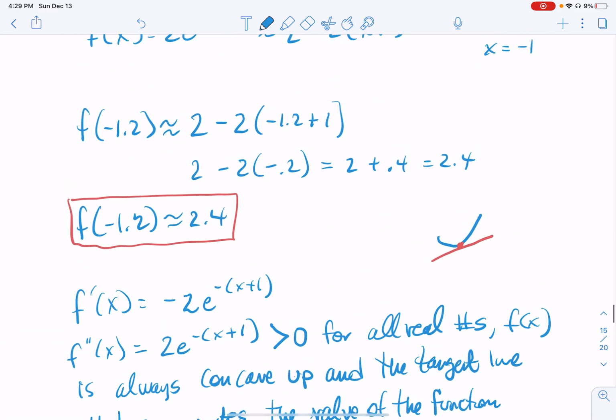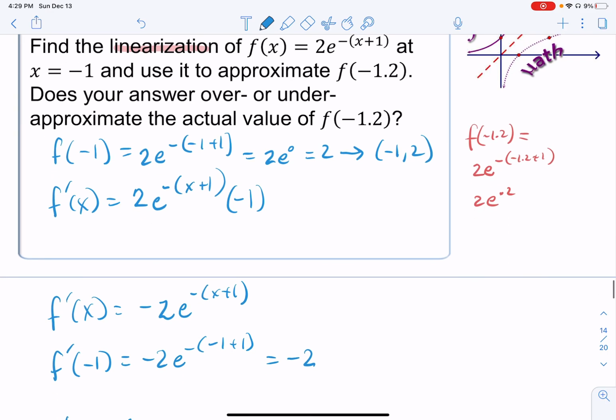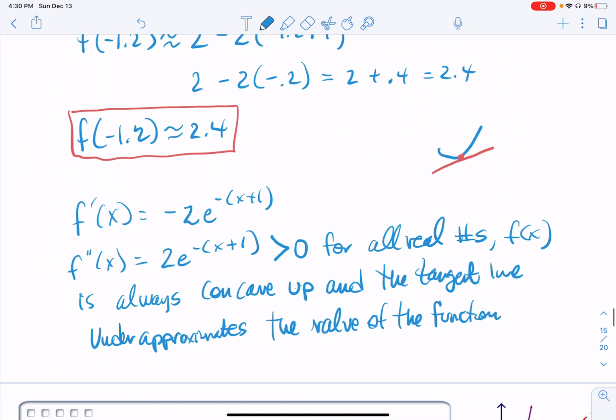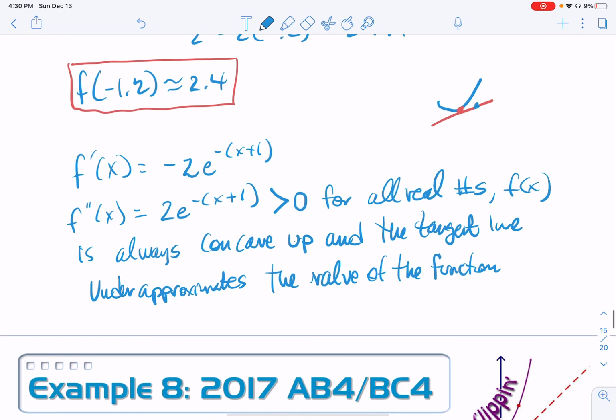Okay, did we exactly answer that question? It says, does your answer over or under approximate the actual value of f of negative 1.2? Since our tangent line is down below here, it's going to be something like this. This was, say, 2.4. So we know that f of negative 1.2 must be greater than 2.4.